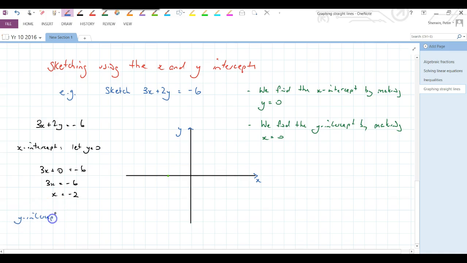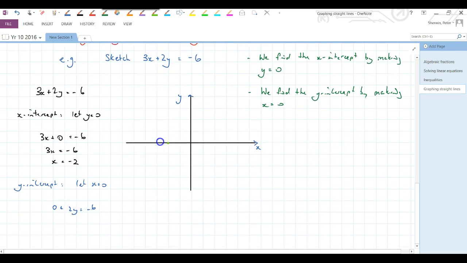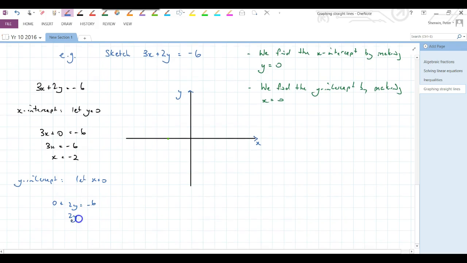So for the y-intercept, we're going to let x equal to 0, and that means our first term here is 0. I don't need to write that down. I will just for effect. 0 plus 2y equals minus 6. So 2y is equal to minus 6. Y is equal to minus 3.